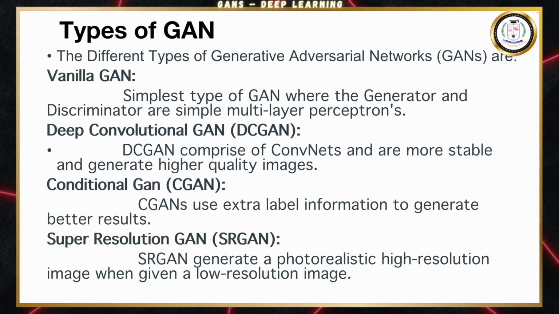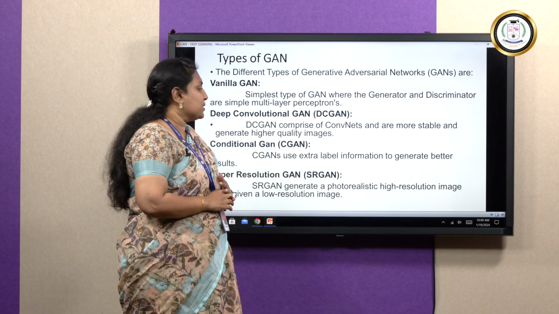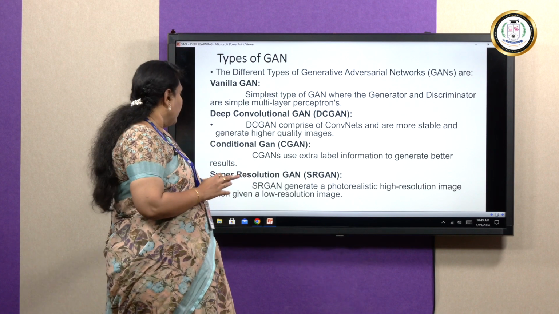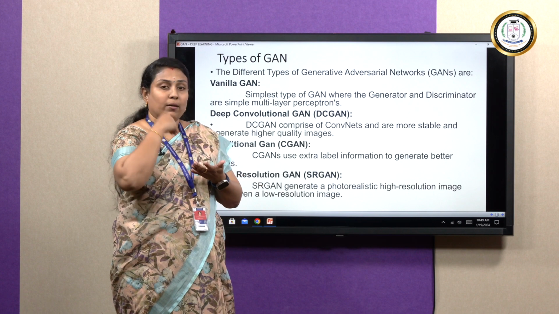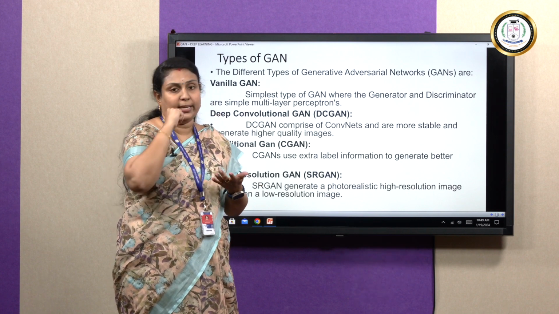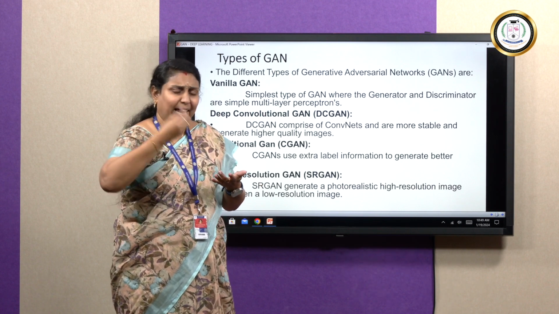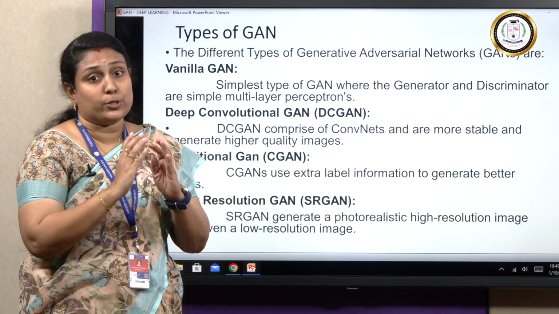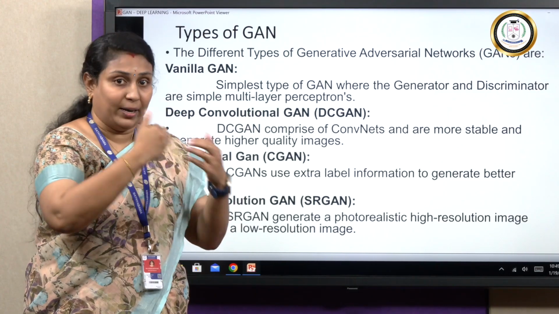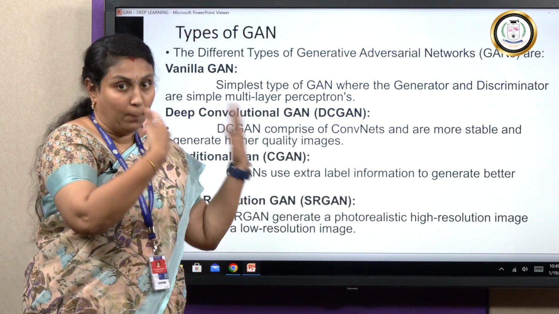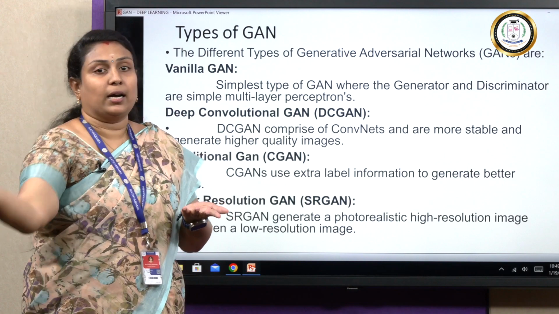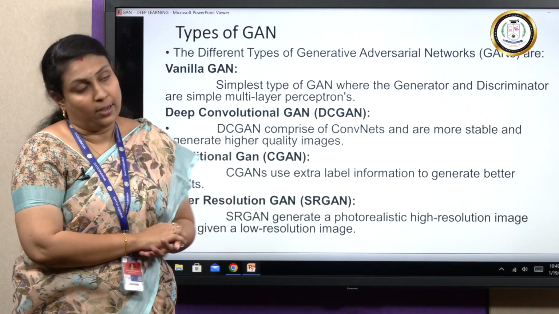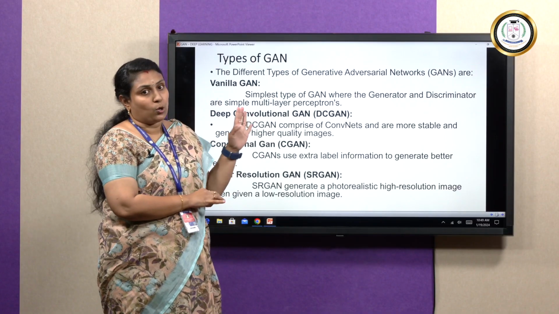Then super resolution GAN. So here SR GAN generates photorealistic high resolution images when given a low resolution image. So if the data is from the real images, from the database we are taking any images, low resolution images also can be given to this particular GAN model. The low resolution data which is given will be converted into high resolution data. So these are the types of GAN.